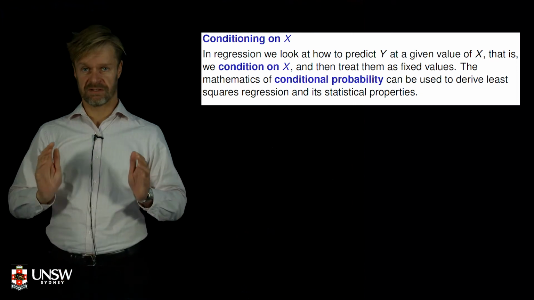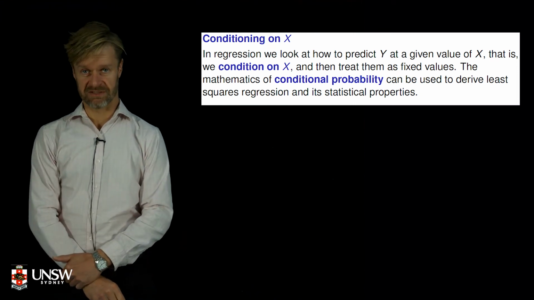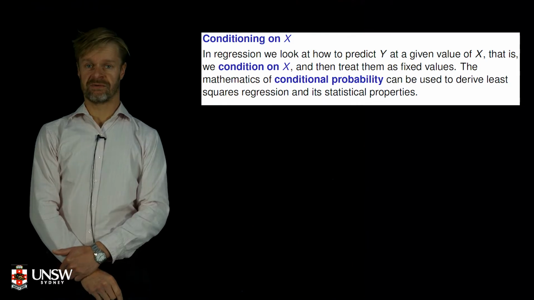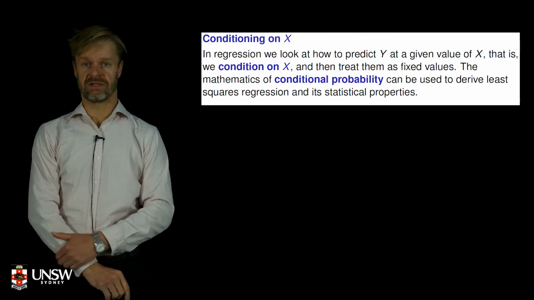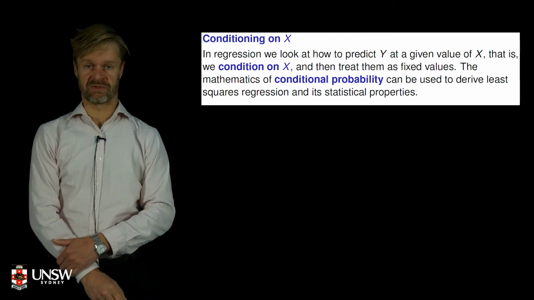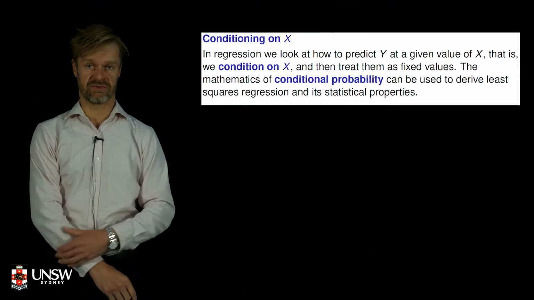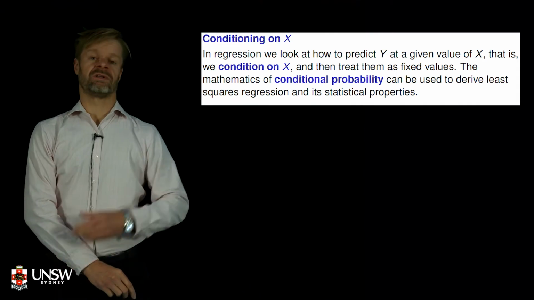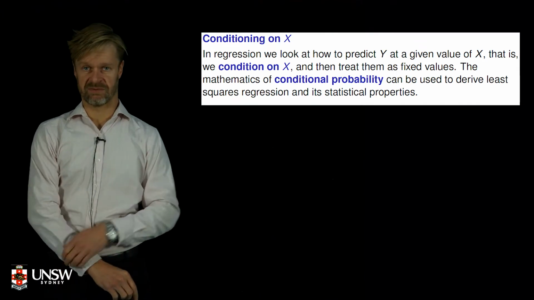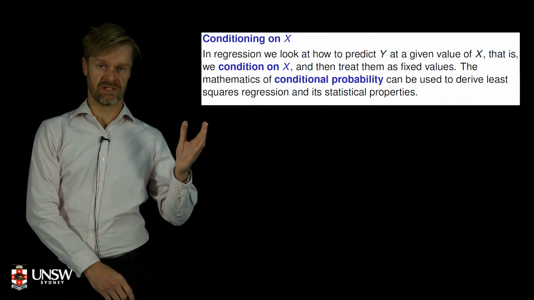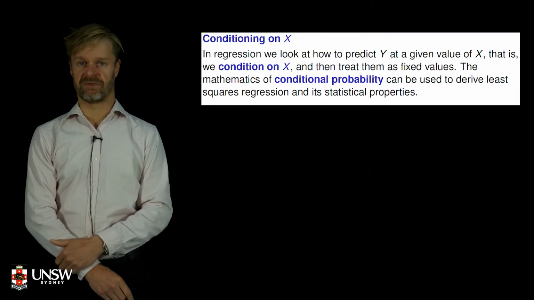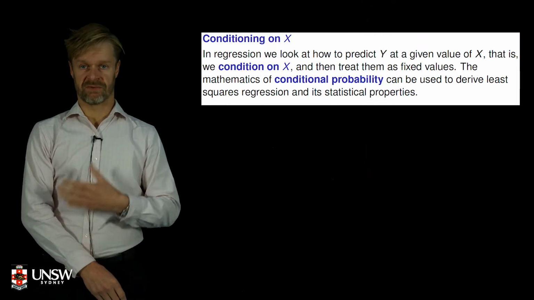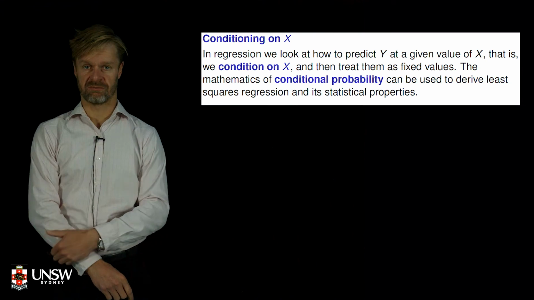So remember conditional probability. We learned about conditional probability right at the start of the course. You can think of regression as using conditional probability. What we're doing is we're studying the conditional distribution of y given a value of x. What is y given that x is equal to this? How much does y change given that x changes by this much? So it's all conditional distributions, conditional probability.